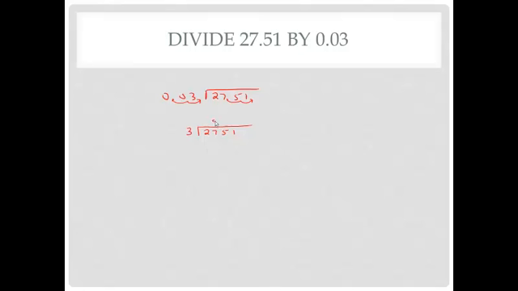3 will go into 27 9 times. 9 times 3 is 27. That's 0. Bring down your 5. 3 will go into 5 one time. 1 times 3 is 3. Subtract, 2. Bring down your last number, which is a 1. And 3 will go into 21 7 times. 7 times 3 is 21. Subtract. Don't have a remainder. So my answer when I divide those two would be 917.